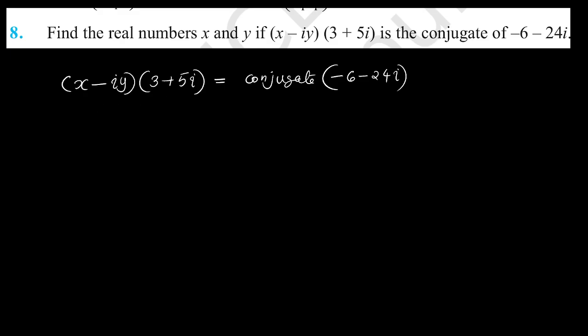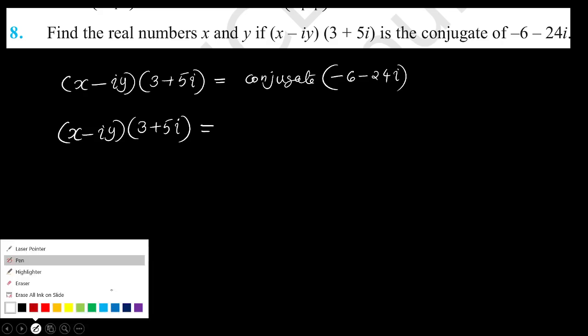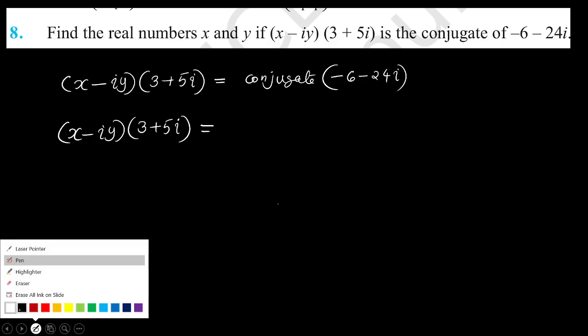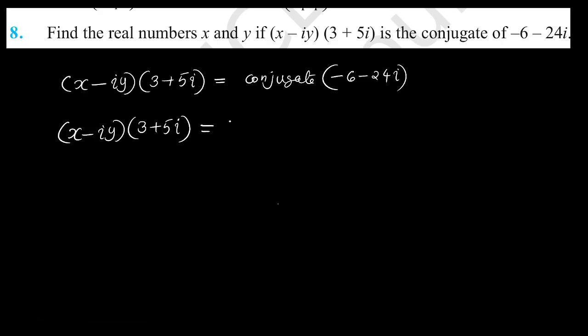So let me write two or three steps. After that, you please ask me doubts. x minus iy into 3 plus 5i equals the conjugate of minus 6 minus 24i. The conjugate is obtained very simply: a plus b has conjugate a minus b, and a minus b has conjugate a plus b. So the conjugate of minus 6 minus 24i will be minus 6 plus 24i.